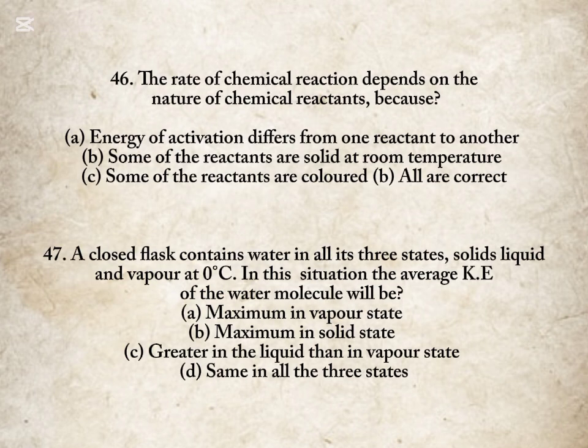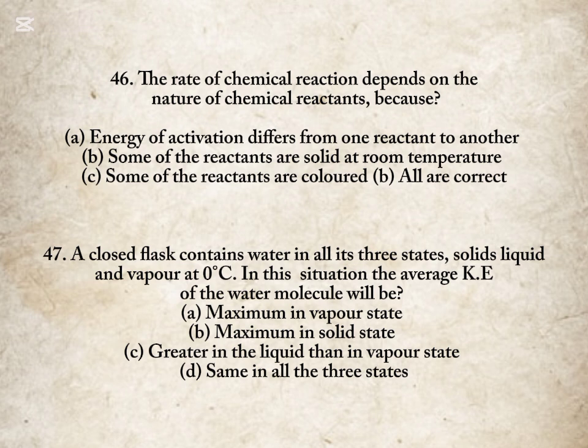46. The rate of chemical reaction depends on the nature of chemical reactants, because A. Energy of activation differs from one reactant to another, B. Some of the reactants are solid at room temperature, C. Some of the reactants are colored, D. All are correct. The correct option is A. Energy of activation differs from one reactant to another.